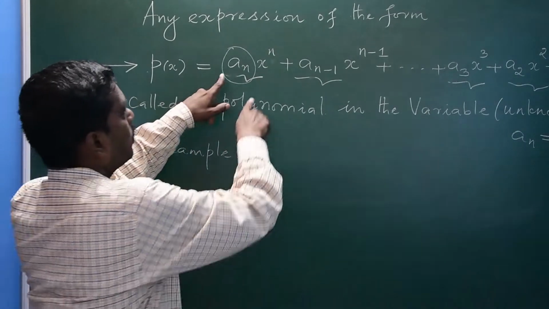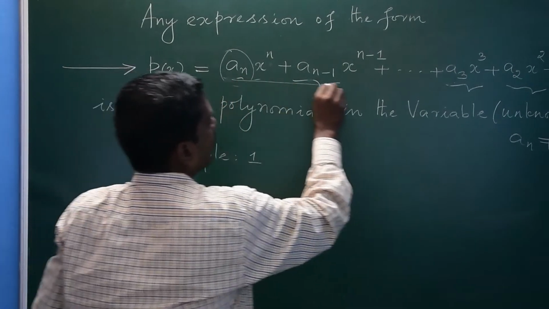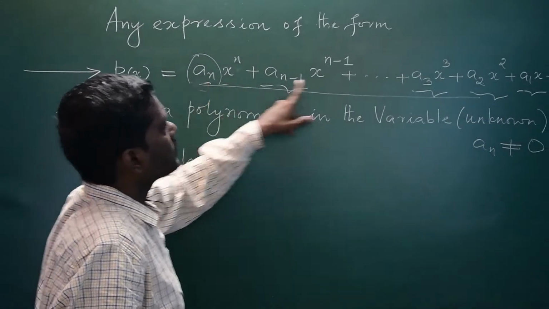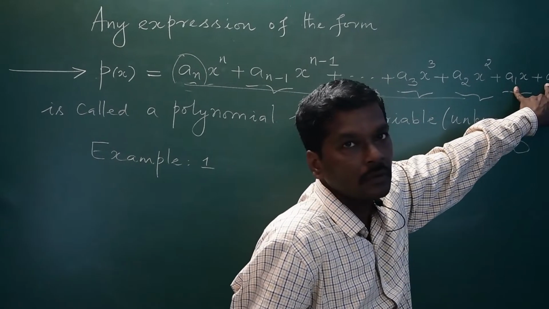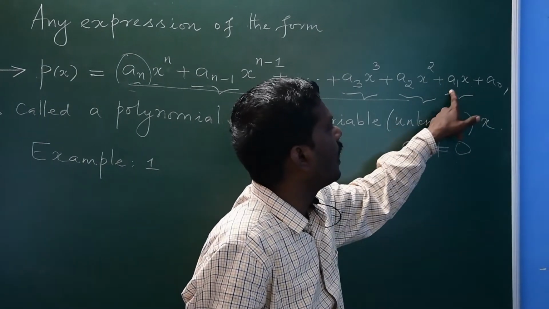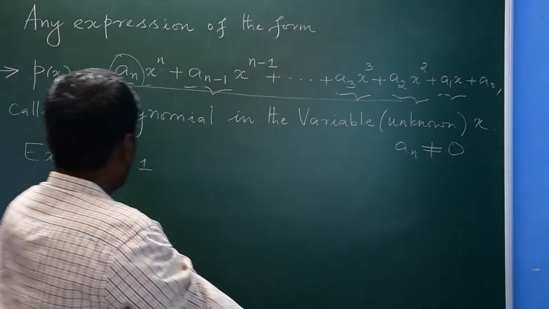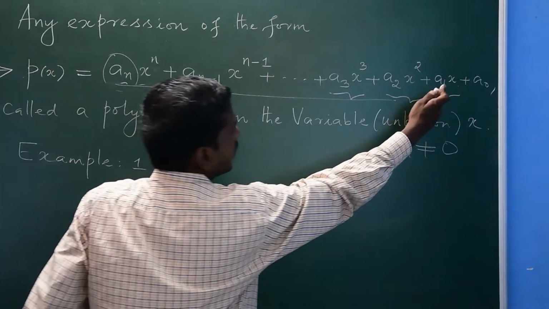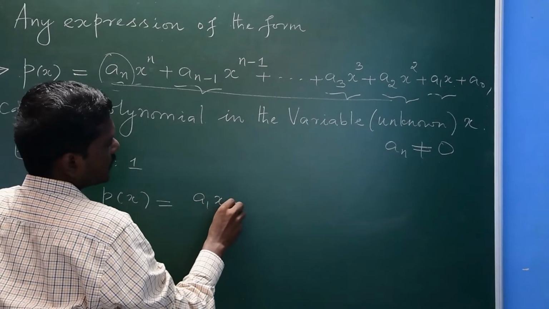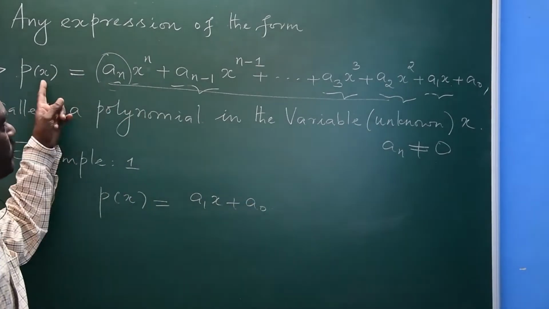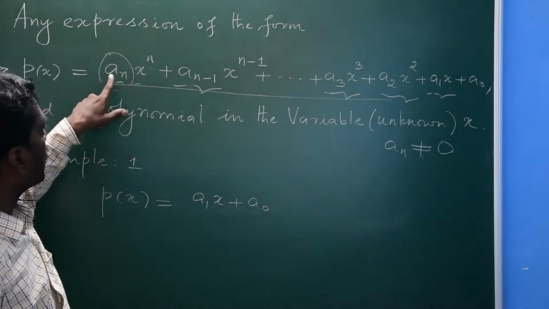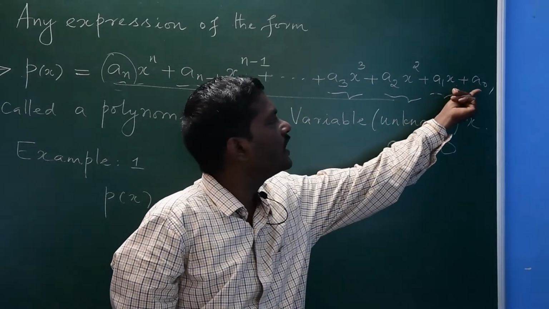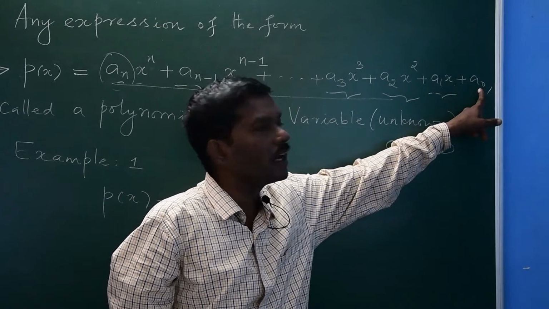Example 1. Now what we do is, let us take all the coefficients to be 0 up to a2, a3 and so on, an, all these are 0 except these two. Except a1 and a0, all other coefficients are 0. So p of x is equal to a1x plus a0. That is from the general polynomial, by making all the coefficients except these two 0, you take only these two which are non-zero. a1 is not 0, a0 is also not 0.